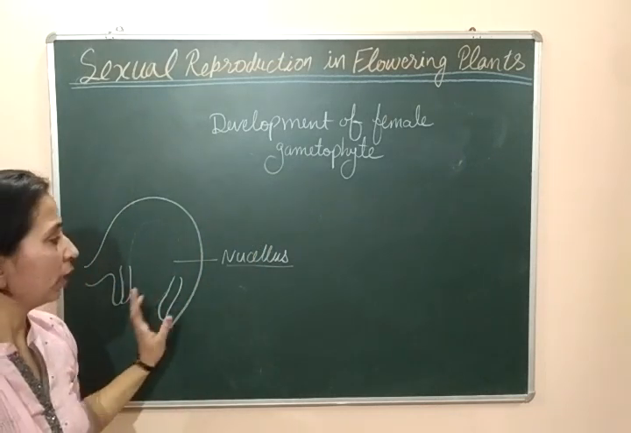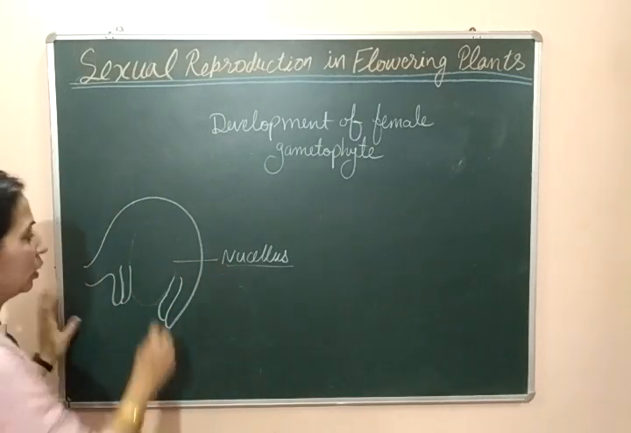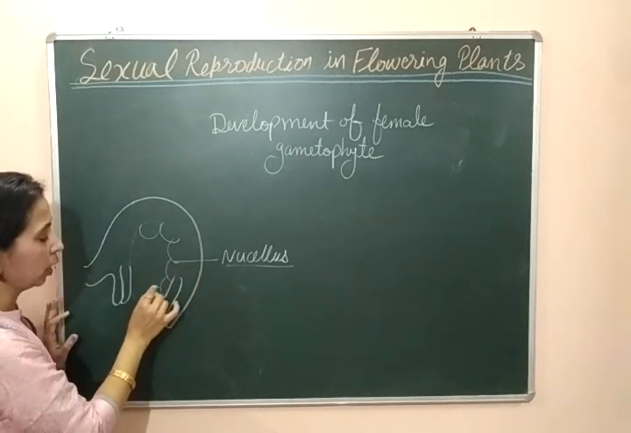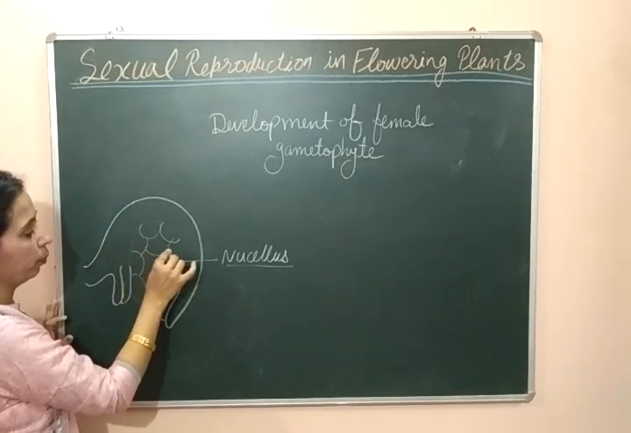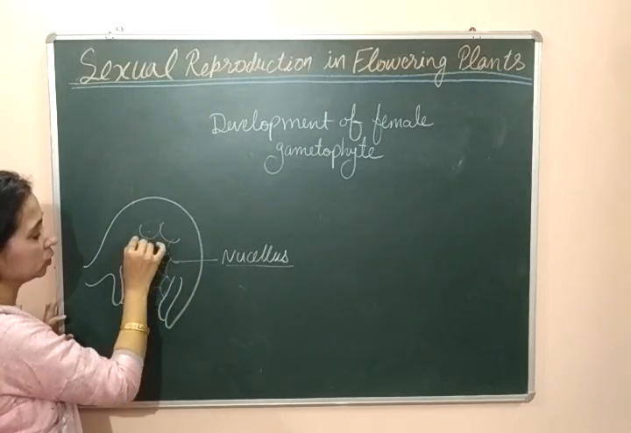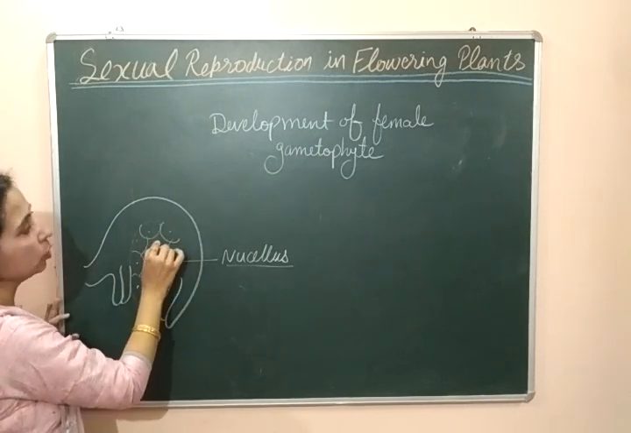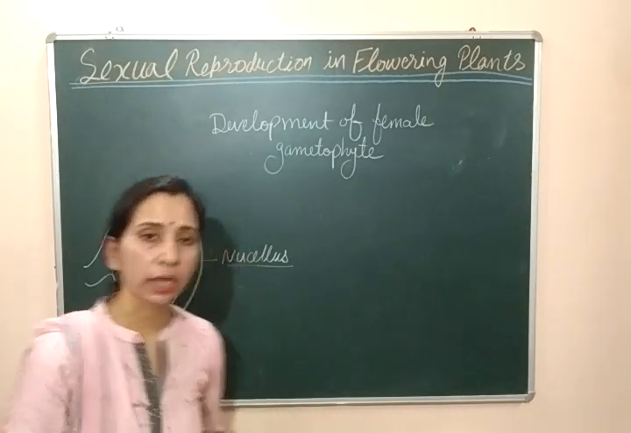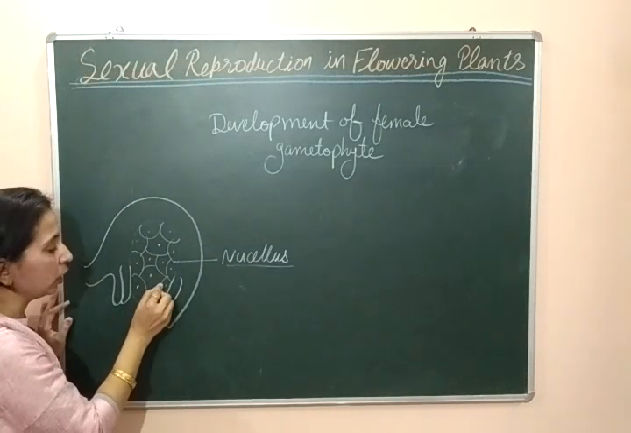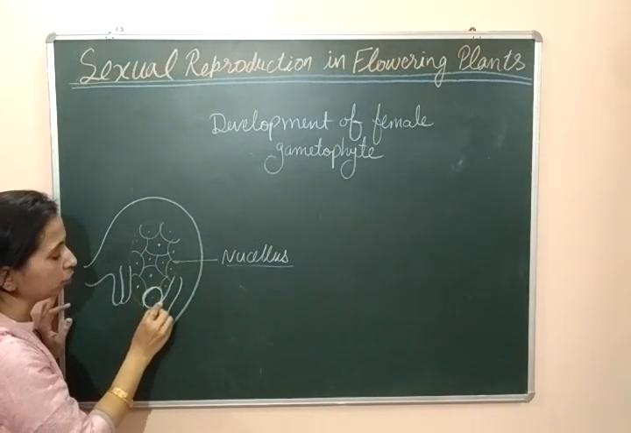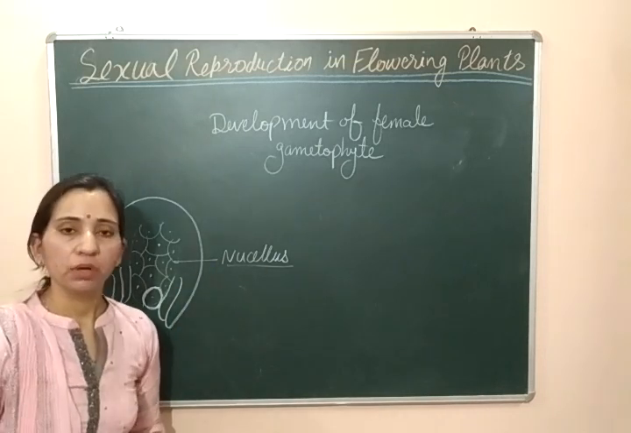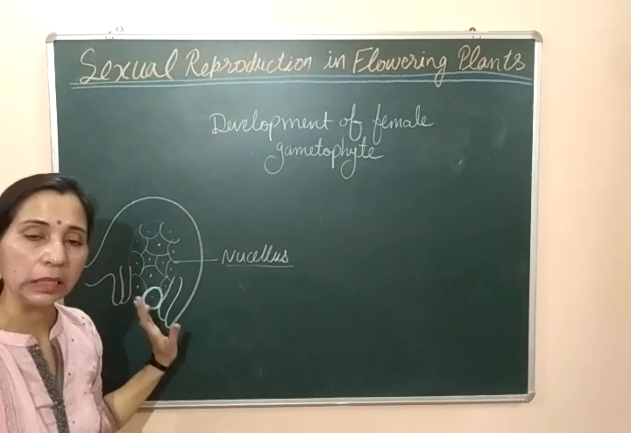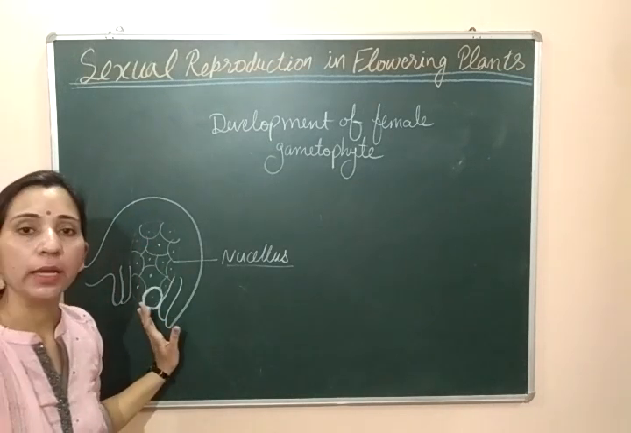When the female gametophyte has to develop, the nucellus has many cells, rich in cytoplasm, and abundant cells are present here. For the formation of female gametophyte, one cell of the nucellus grows in size. एक cell जो होगी वो size में increase हो जाती है. When female gametophyte की development होगी, nucellus से एक cell जो है अपना size increase कर लेती है, and that cell should be present at the micropylar end.